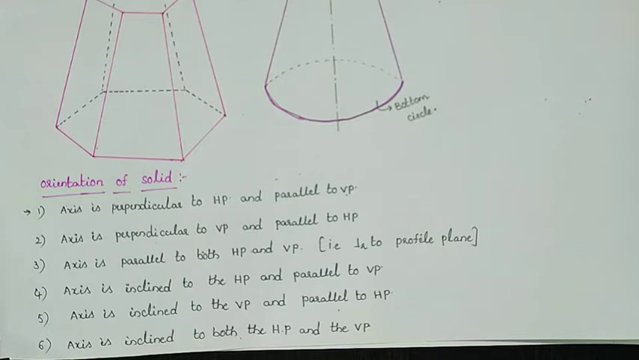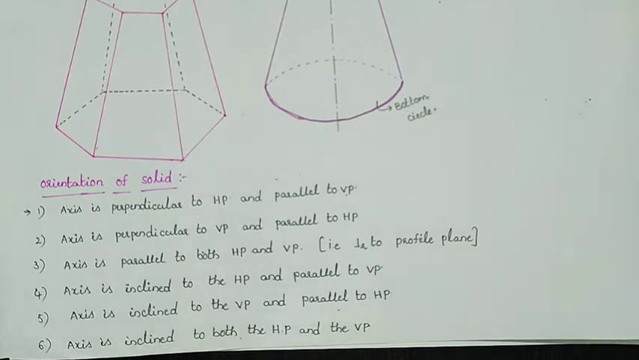Here the orientation of the solid is very important. Orientation means the position of the solid. How will we draw the projections of the solid? Always we will draw the projections with respect to the axis in case of solids. In case of projection of solids, we have 6 orientations.